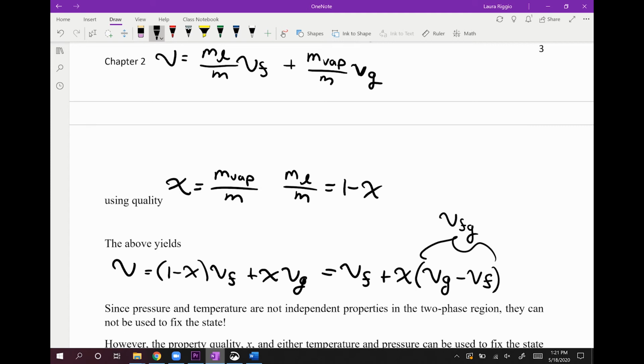Since pressure and temperature are not independent properties in our two-phase region, they cannot be used to fix the state. So you have to use quality or specific volume. You need your second piece of information to fix the state, since again, pressure and temperature are not independent in the two-phase liquid vapor dome.